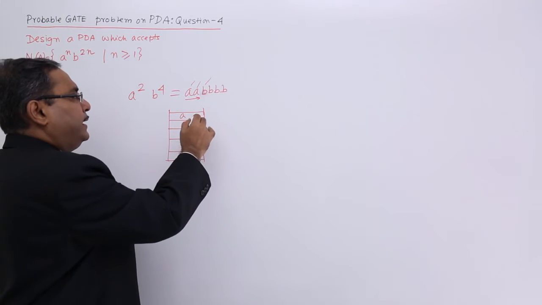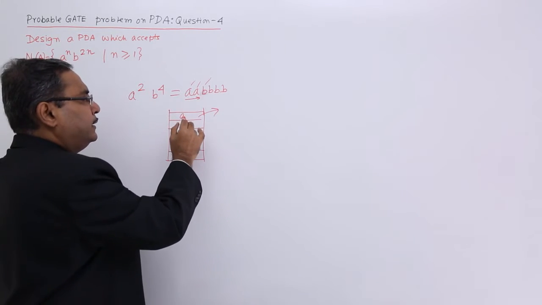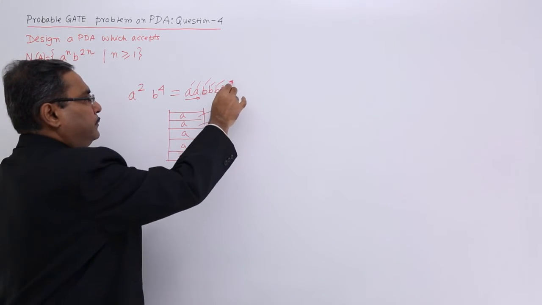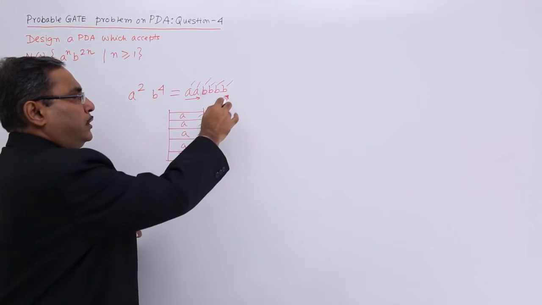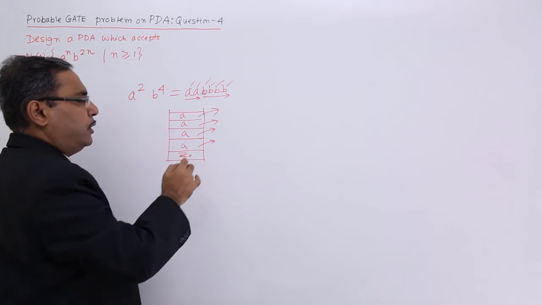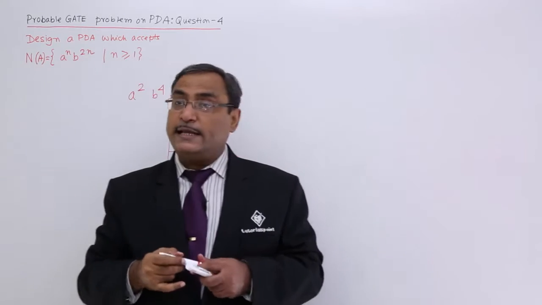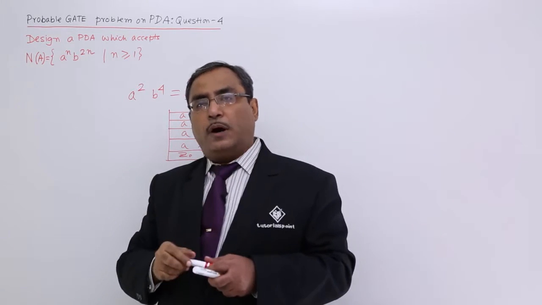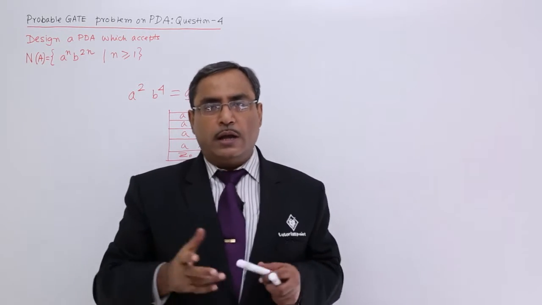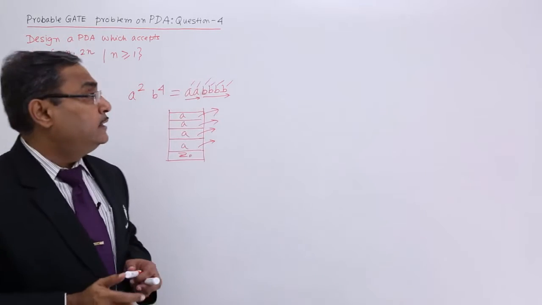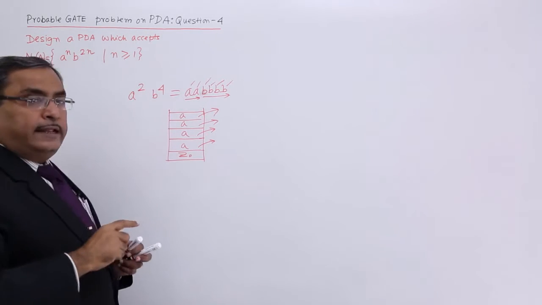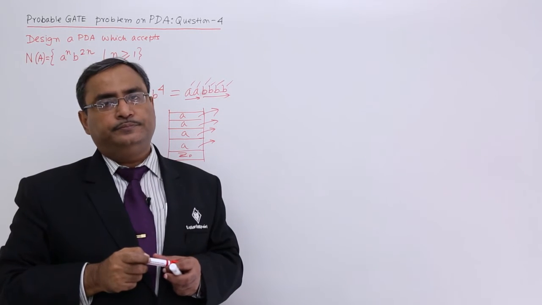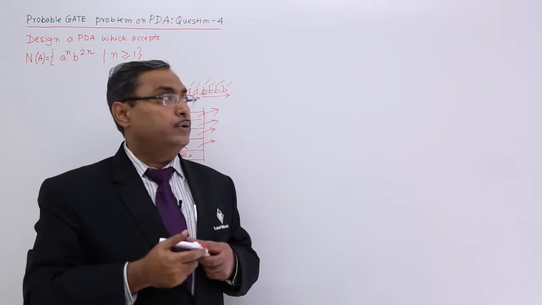Now if we get b, then an a will be popped. If we get b, an a will be popped; b, an a will be popped; b, an a will be popped. So the input string has got exhausted. I am left with Z0, and it is accepting the string not using a final state but using null store. So Z0 will also be popped out from the pushdown store, and in this way the string will get accepted. And here the value of n is greater than or equal to 1, that means at least one a and two times b will be there in the input string to be accepted. So, that is the main story.